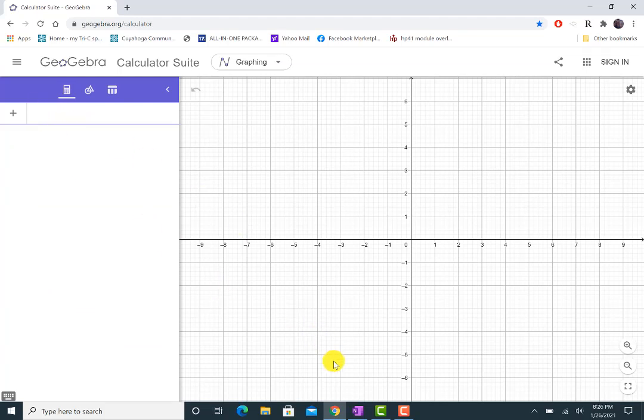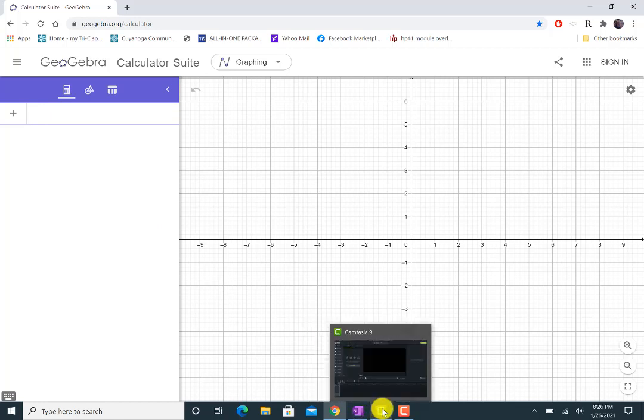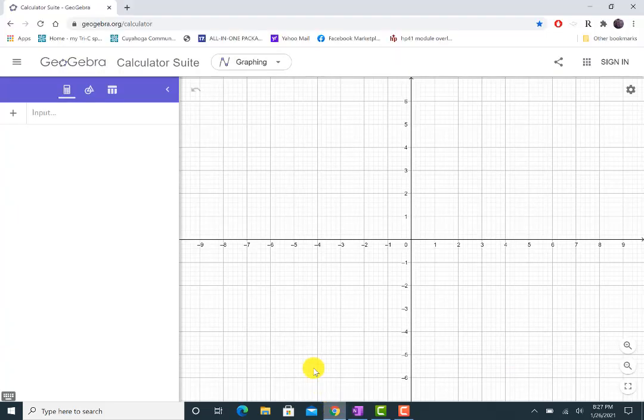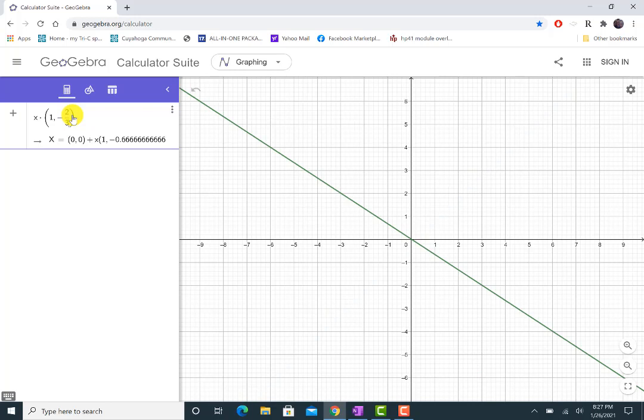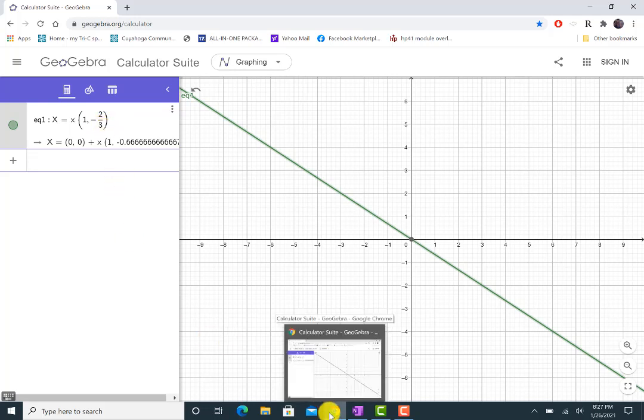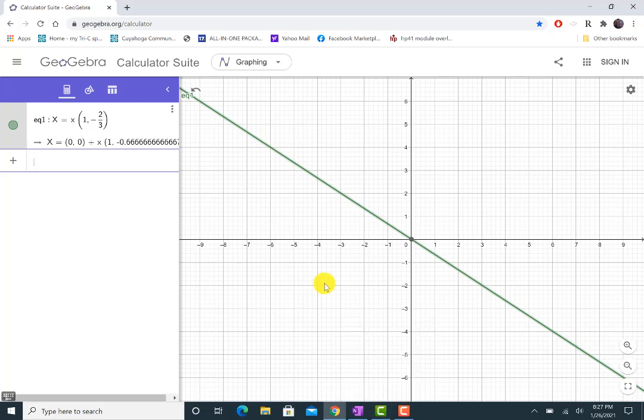I'm not going to graph the line. What I'm going to do is come back to the vector form. I'm going to have GeoGebra graph this thing, and I want you to see how it does it. So I can simply do this. I can do x times, and then I can put a parentheses, and I can do 1 comma -2/3, and there I get that line. Now, having the fraction inside of the vector is not the worst thing in the world, but it can be improved upon and make things a little bit easier.